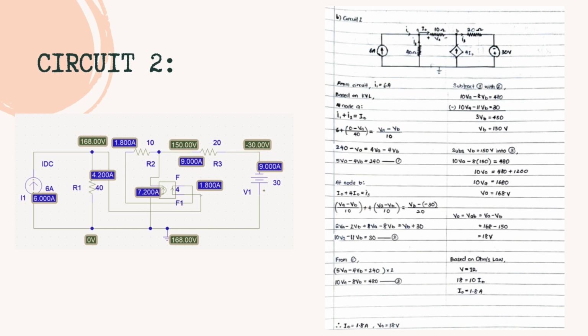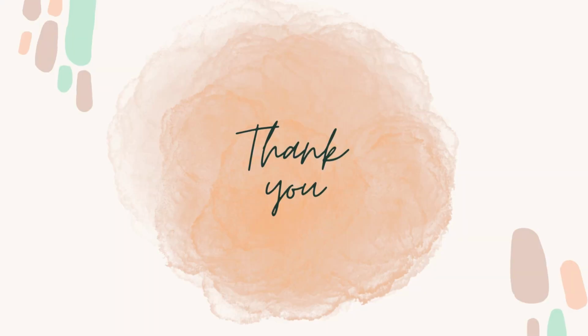For manual calculation, we use nodal analysis, Kirchhoff's current law, and Ohm's law to solve the current. From the manual calculation, we get I0 is 1.8 ampere, and V0, following Ohm's law, is 18 volt in the circuit. By these two calculations, we can conclude that the answer from the simulator is the same as the manual calculation. That's all for our presentation.